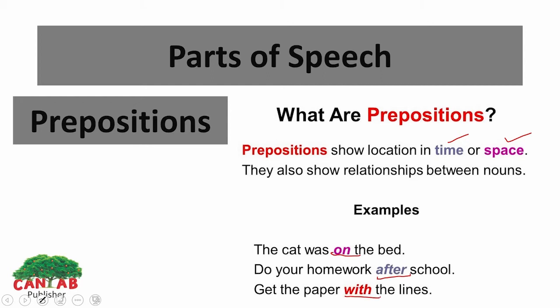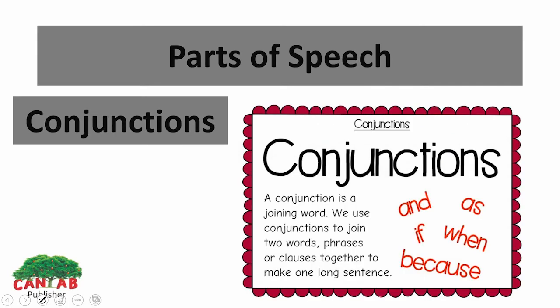Let's discuss the last one, conjunction. What are the conjunctions? A conjunction is a joining word. We use conjunction to join 2 words, phrases, or clauses together to make one long sentence. Here we have some example of conjunction: and, as, if, when, because.